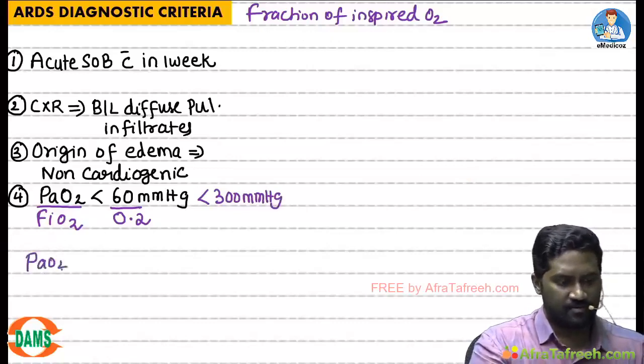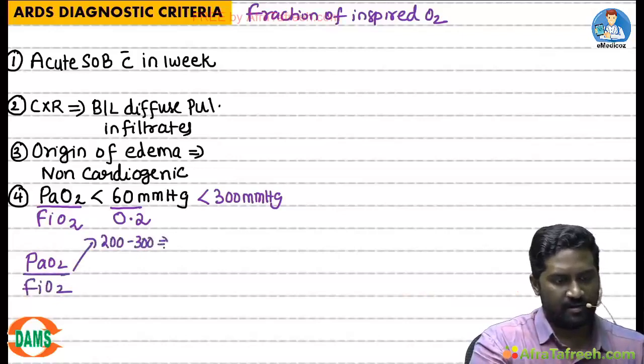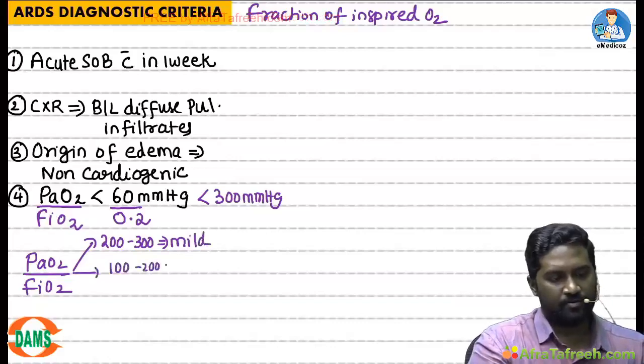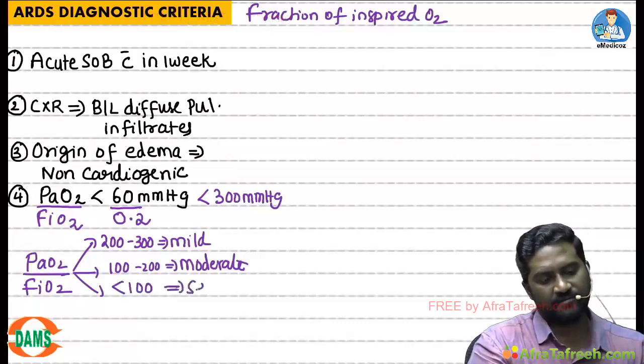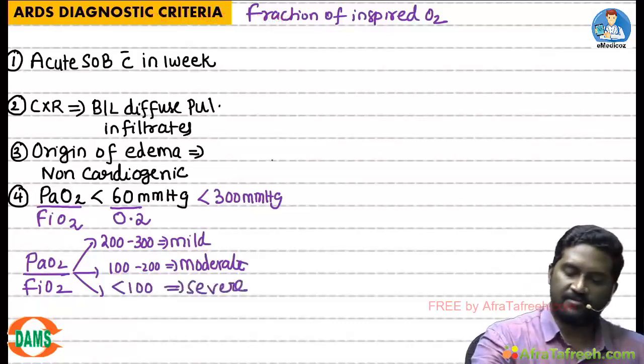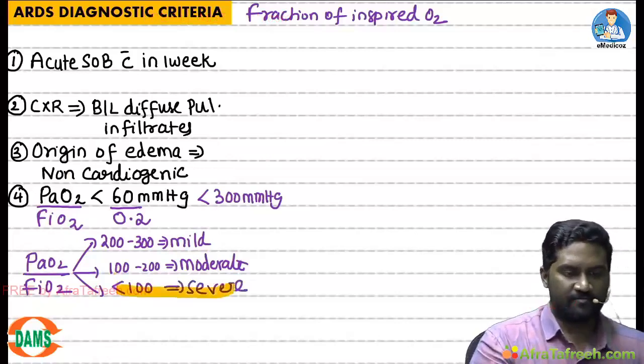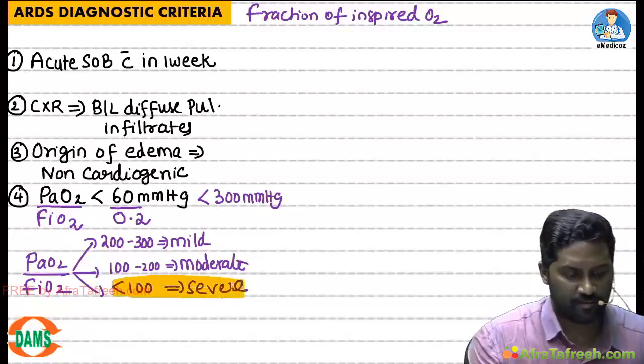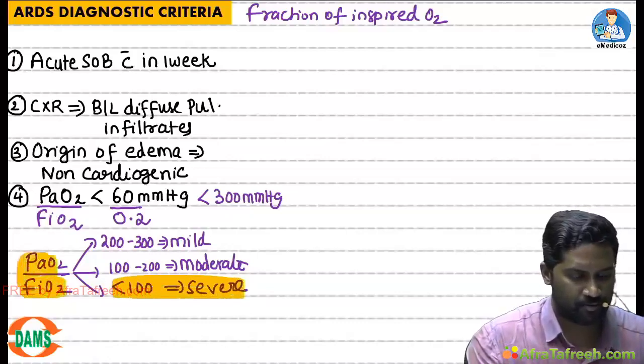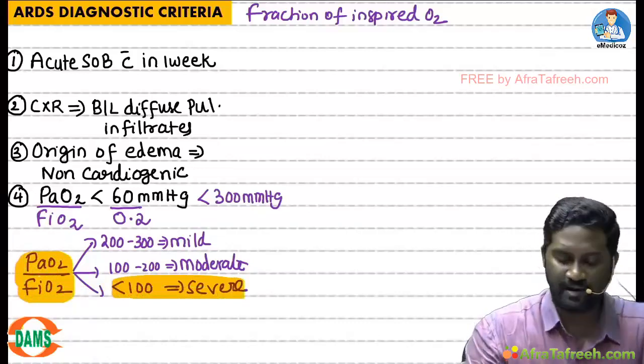If in the question you notice the PaO2 by FiO2 ratio is in the range of 200 to 300, this is mild ARDS. If it is 100 to 200, this is moderate ARDS. If it is less than 100, this is severe ARDS. Frequently asked question: which of the following qualifies for severe ARDS? Your answer should be PaO2 by FiO2 ratio less than 100.